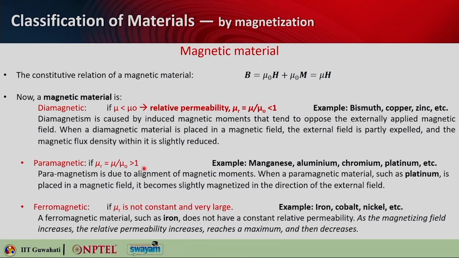You can also have materials which are called ferromagnetic. So if the relative permeability is not constant and it is very large, such as in the case of iron, cobalt, nickel, these are called ferromagnetic materials, and they do not have any constant relative permeability. As the magnetization field increases, the relative permeability also increases. It reaches a maximum and then it decreases.